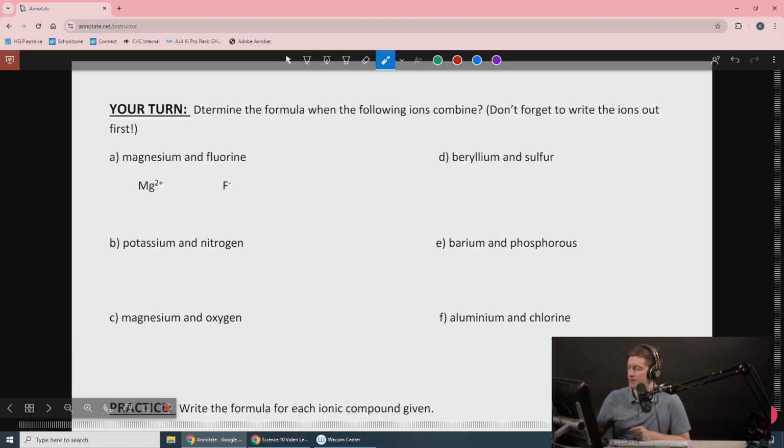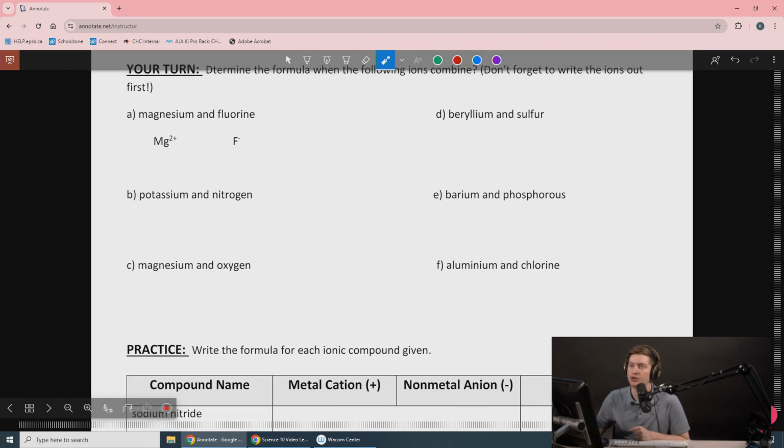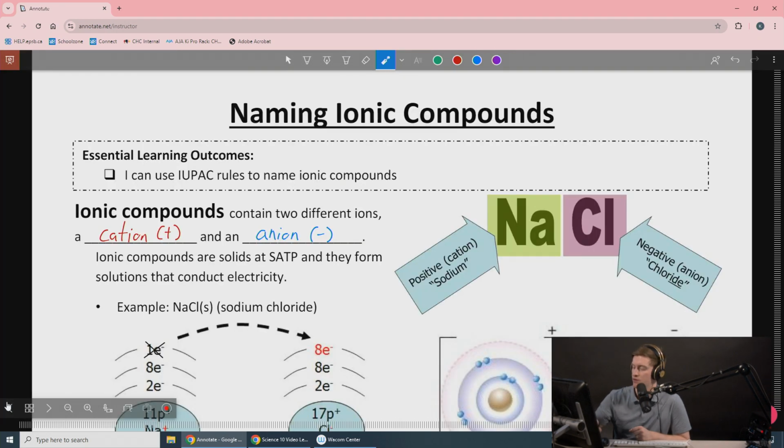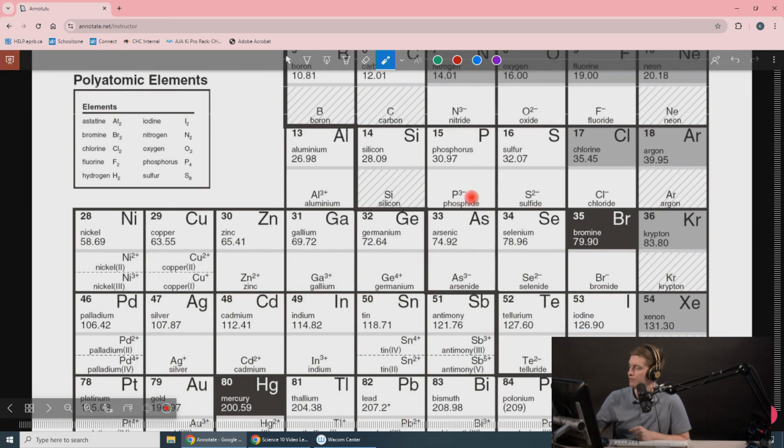Here's a lot of good practice. What they've written here is not the anion form, so you're going to have to find the element and then change it into the anion. So I'm just going to pick E because we haven't done something with phosphorus yet. So barium, you'll have to find barium. When it forms a cation, barium is going to be Ba2+. And then phosphorus, when it forms an anion, is going to be, I'm going to go back to your periodic table here, phosphide, which is P3-.